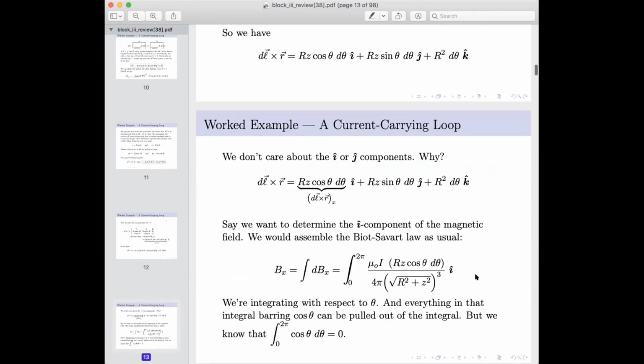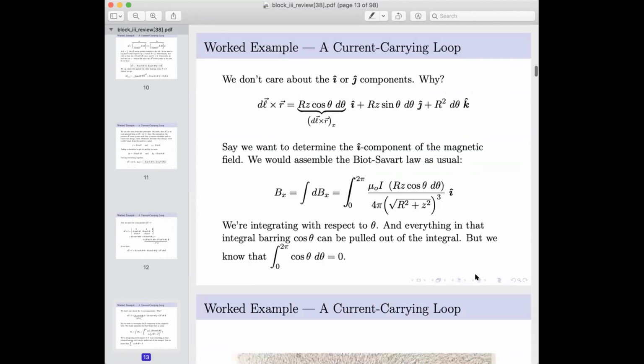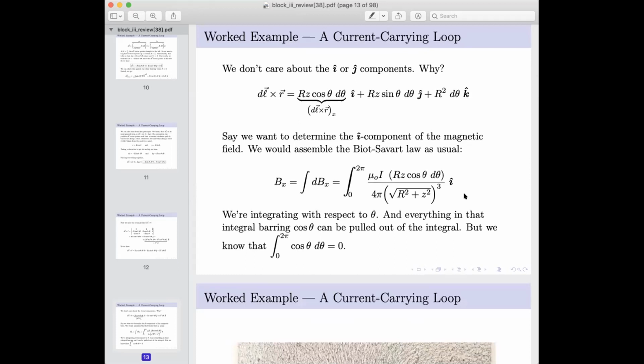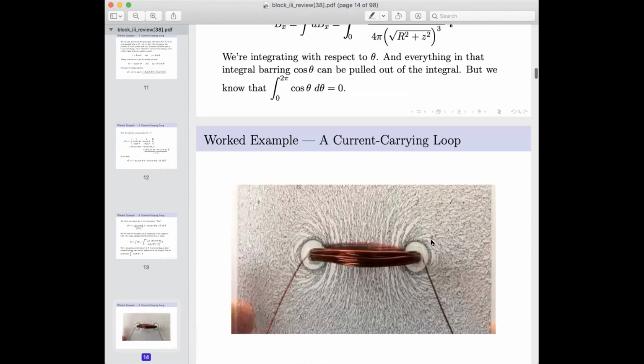And here, we don't care about our i hat or j hat components for this problem, because you can see it mathematically here. If we wanted to find our i hat component and we integrate with respect to theta, we do get 0 mathematically.